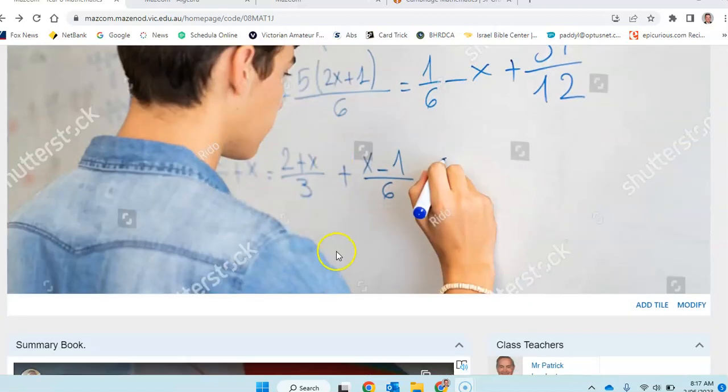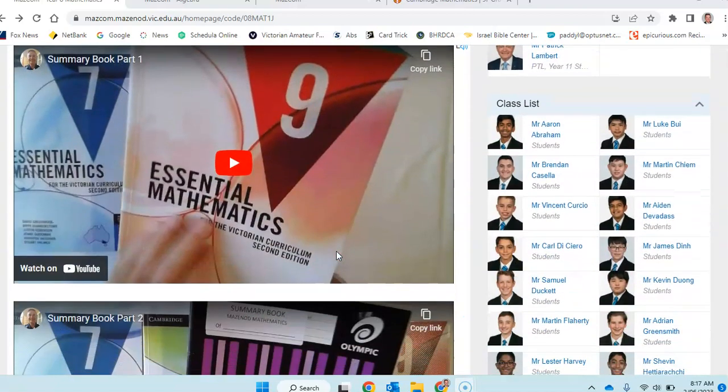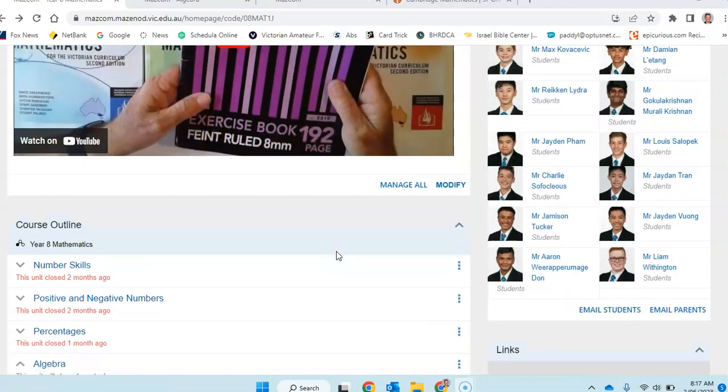Okay, Year 8, let's have a look at this morning's lesson. Don't forget, Monday we've got our algebra test.